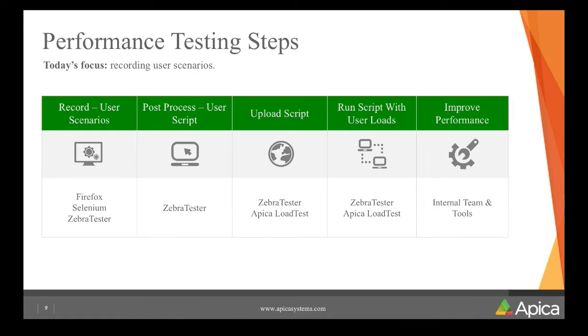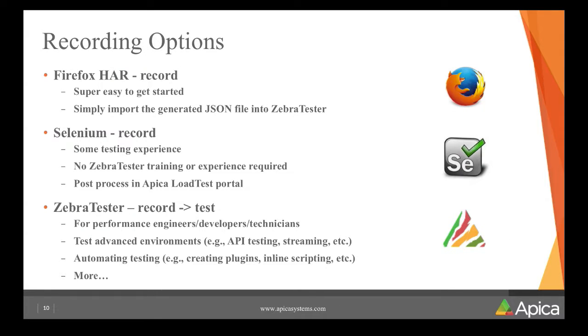And there's a few different ways that we can do this. We can either go the route with the Firefox HAR file that we record in the browser and import into ZebraTester. The second way we're going to look at is converting Selenium scenarios in the load-test portal. And the third is going to be a ZebraTester recording on a network level. And that is actually the one we're going to start with.